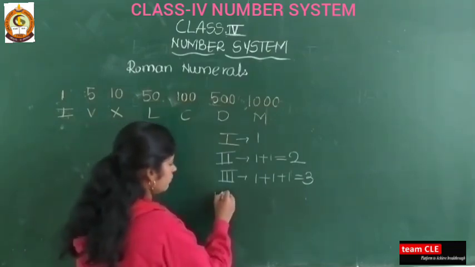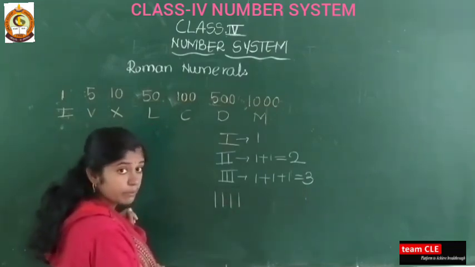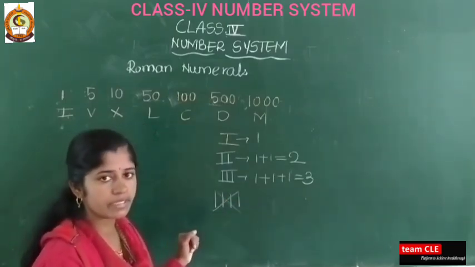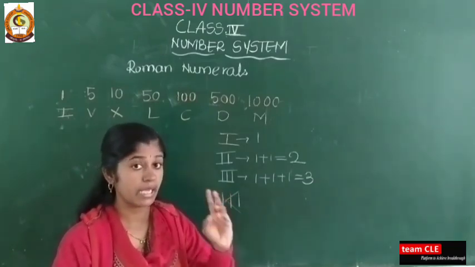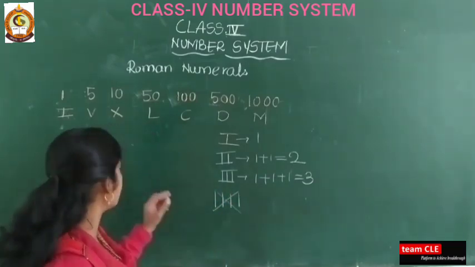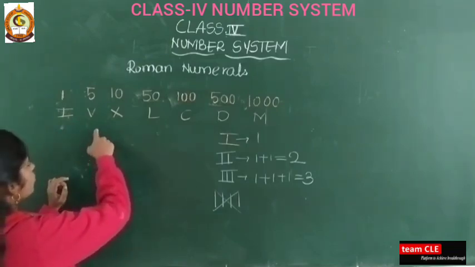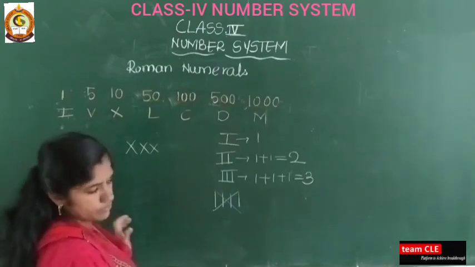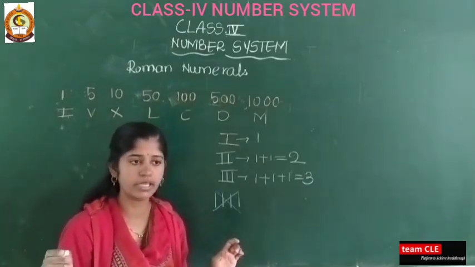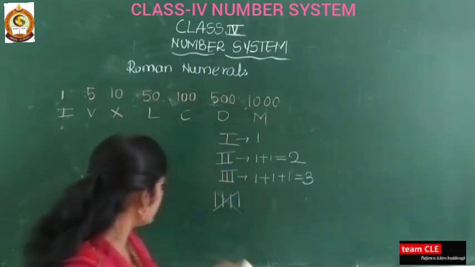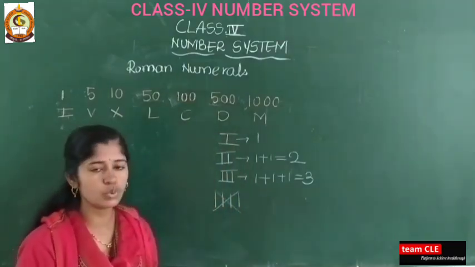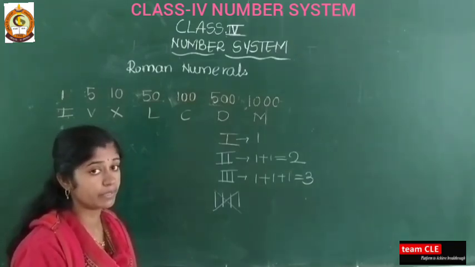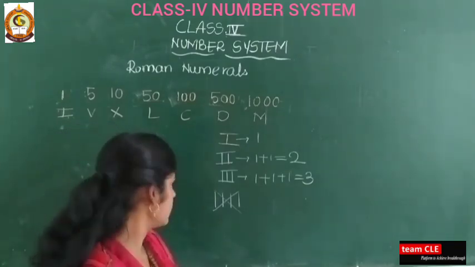See here, I, I, I, I. But this is wrong, because any letter will repeat only 3 times. For example, you take X, X, X. It will repeat only 3 times. C, C, C. That will repeat only 3 times. So here the first rule is the rule of repetition. Rule of repetition means any letter will repeat only 3 times.